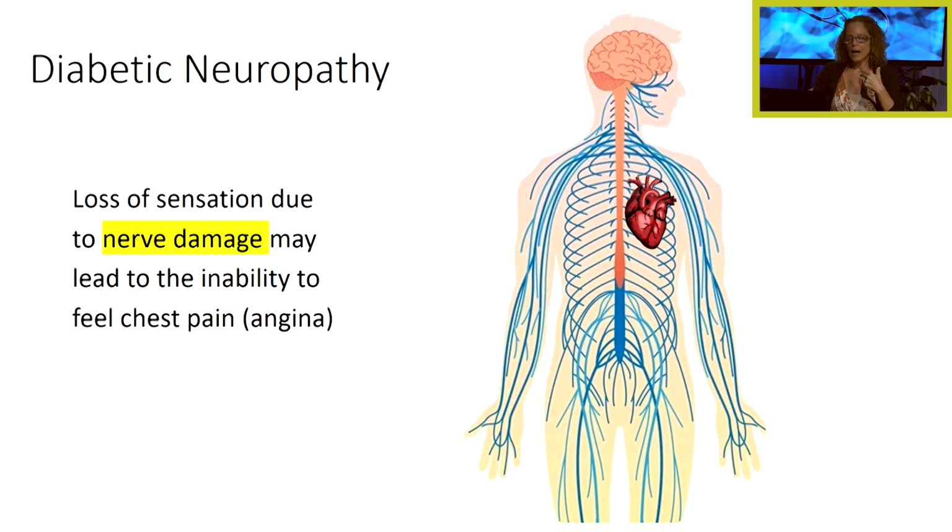And so the other thing that can happen in diabetic neuropathy is that a diabetic could be having angina or chest pain and not feel that pain. And that could be very dangerous, right? Because what angina is, it's a warning sign that we need to go get our heart checked out. And so if you're not feeling that, you could end up having a heart attack and never have known that you were starting to develop this chest pain.